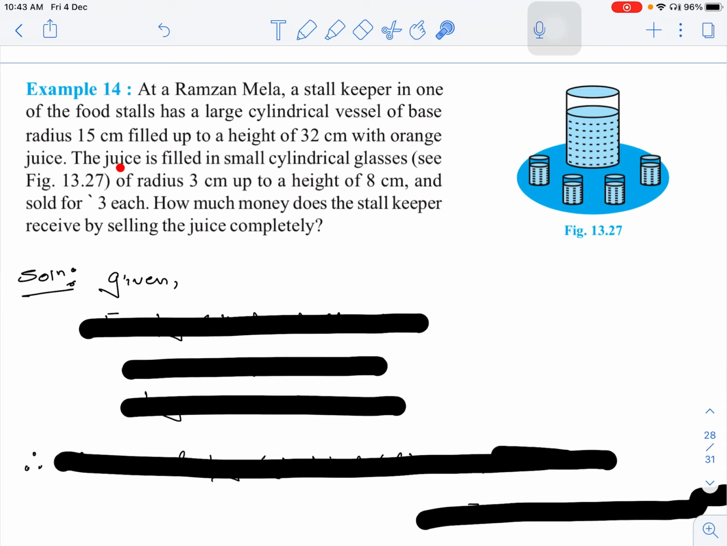Now further it is given that the juice is filled in small cylindrical glasses. So you can see that some of the small cylindrical glasses are kept over here, which are of radius 3 centimeter and height 8 centimeter, and each of them is sold for rupees 3. So how much money does the stall keeper receive by selling the juice completely? If the stall keeper is selling this full juice, how much will he earn, that we have to find. For that, the first thing is that we should find the volume of this vessel, how much juice is present. Volume of vessel means volume of juice we will consider.